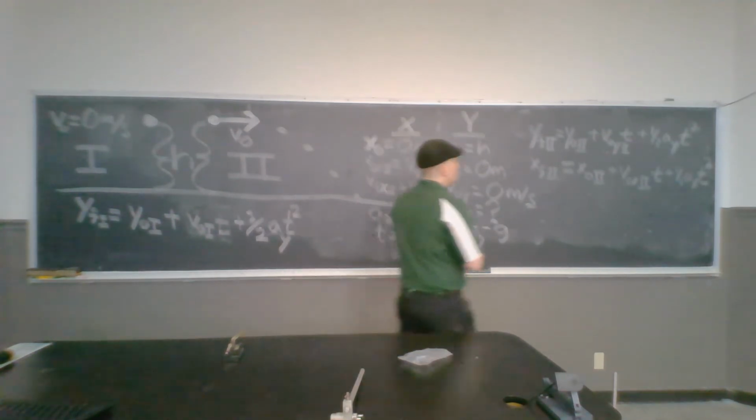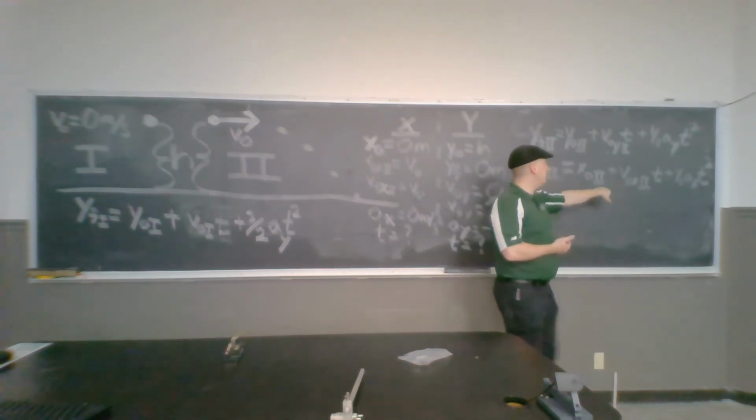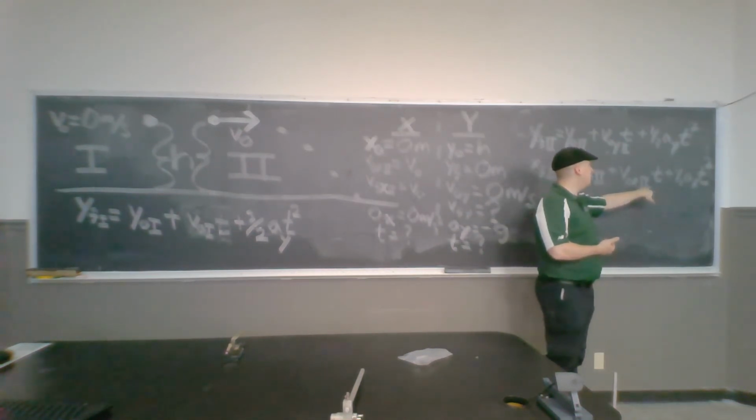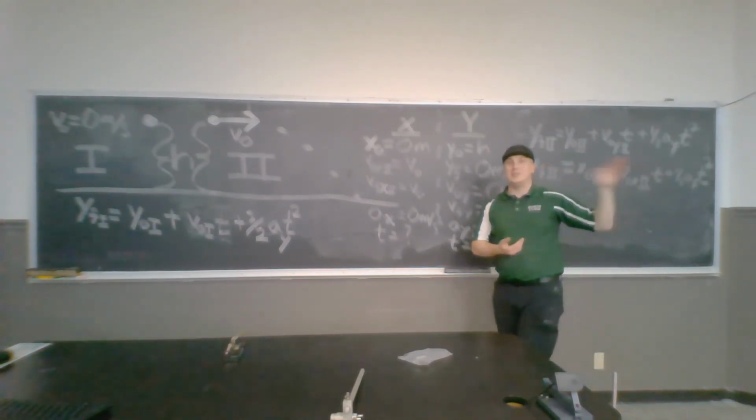But now in the x direction, I have x final sub 2 equals x initial sub 2 plus v initial x sub 2 times time plus 1/2 a sub x t squared.